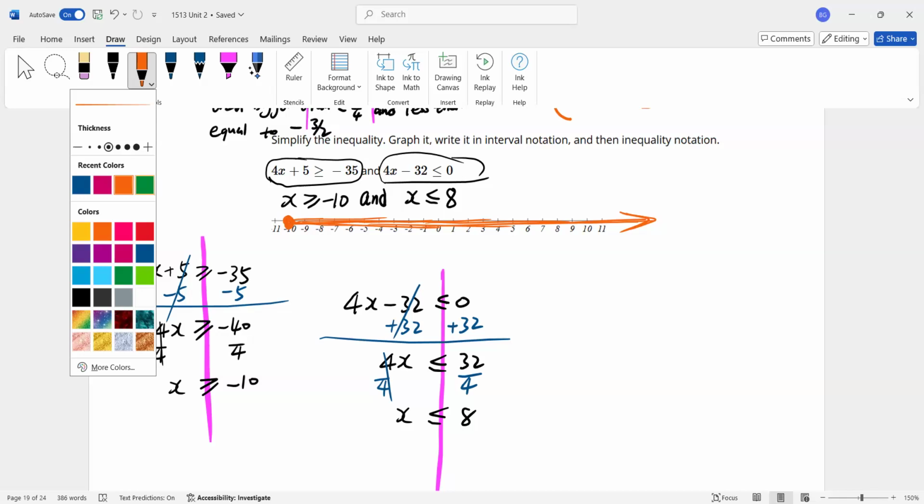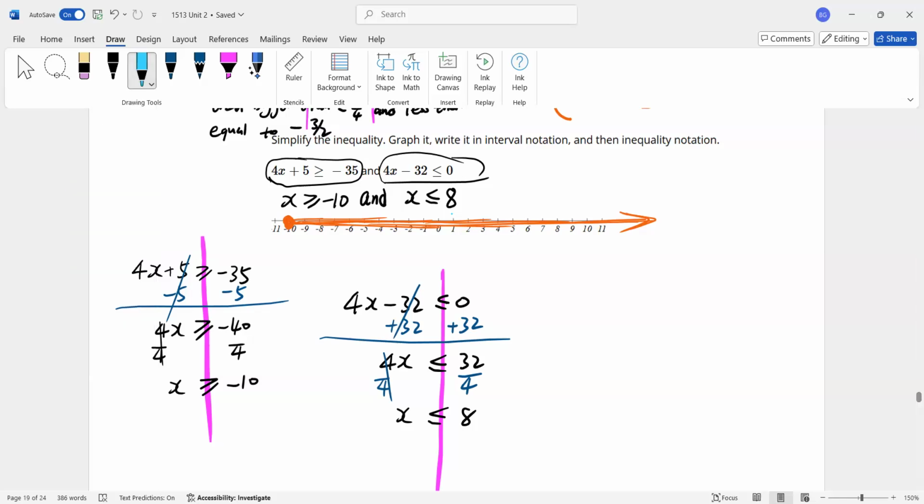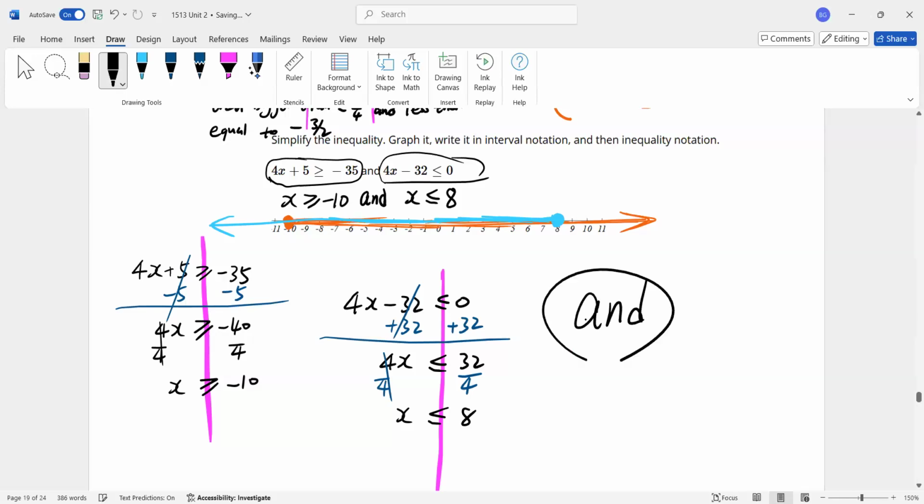How about this bright blue, maybe? Okay. And the second part is less than or equal to 8. 8 is right here. Less than or equal to. So we have a dot here, right? And then to the left, less than or equal to. So to the left this time. Go to the left side, all the way to infinity. All right? Okay.